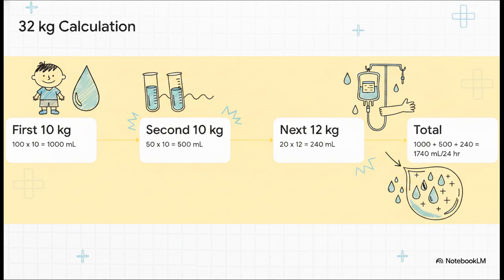Step 2. We take the next 10 kilos. 10 times 50 is 500 milliliters. Step 3. Okay, so we have 12 kilos left over to get to 32. So 12 times 20 is 240 milliliters. Finally, step 4, just add them all up. 1,000 plus 500 plus 240 gives us exactly 1,740 milliliters required over 24 hours. See, it's systematic, it's tiered, and it's totally essential for safe practice.